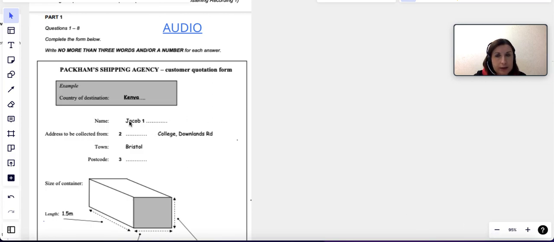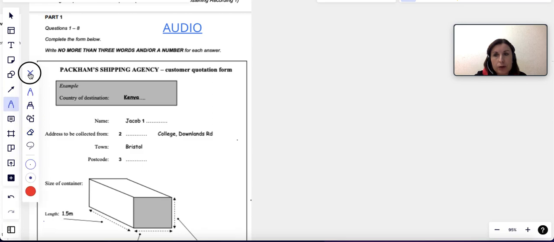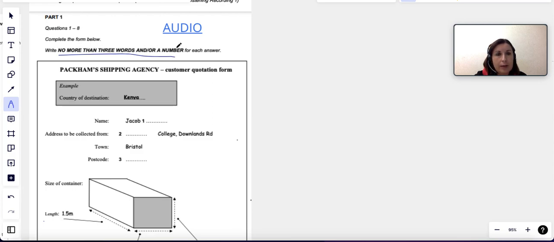You need to predict what is skipped and what kind of information is needed for each gap. But before doing so, pay attention to how many words are needed. In any IELTS task, you need to read the instructions carefully, really attentively. No more than 3 words and or a number. So it might be 3 words and a number, which are 4 words in total.